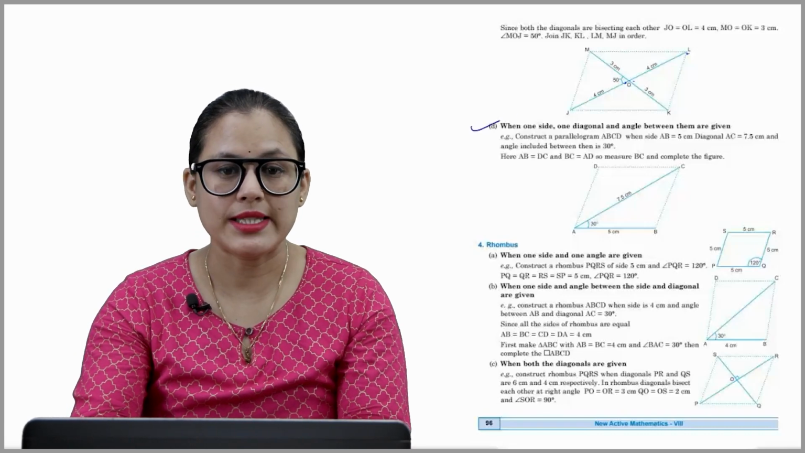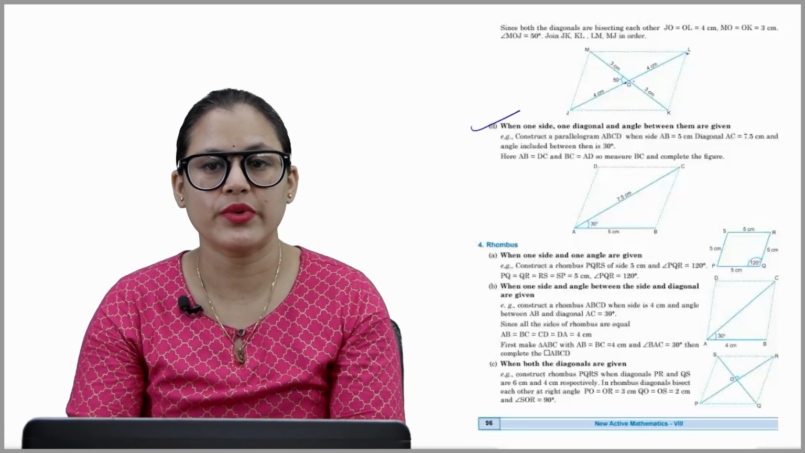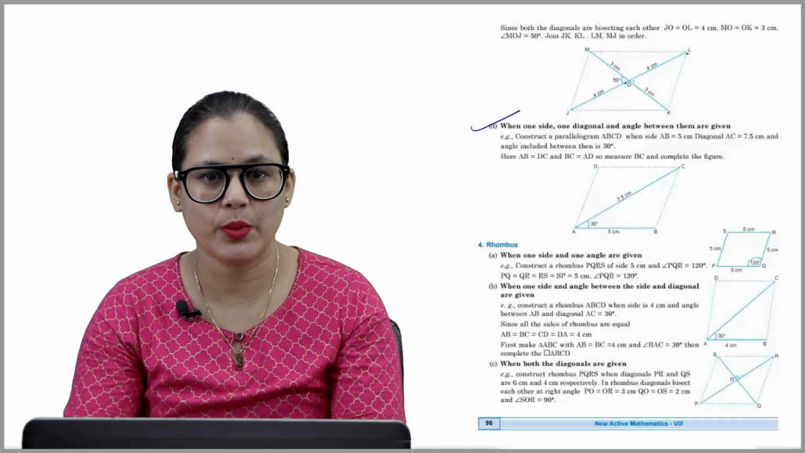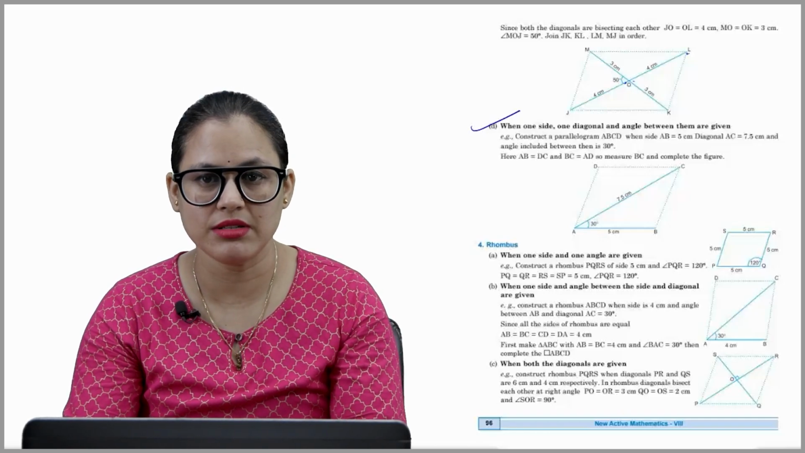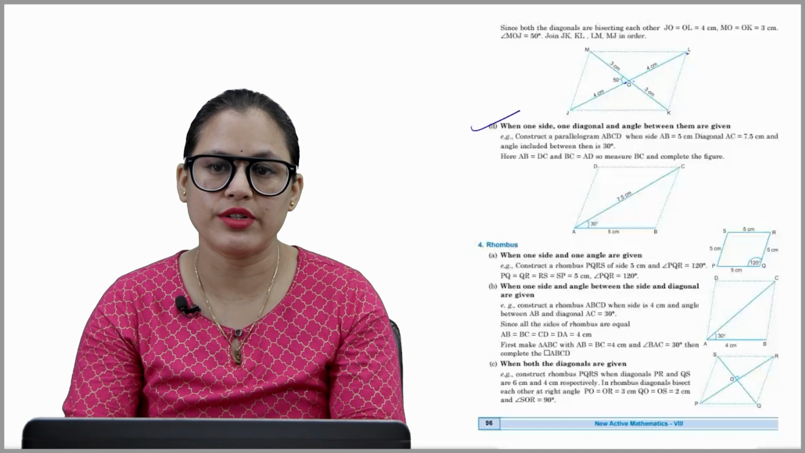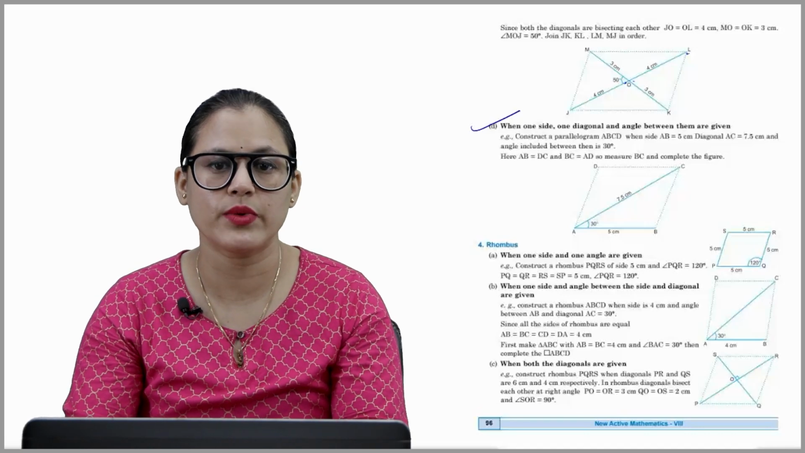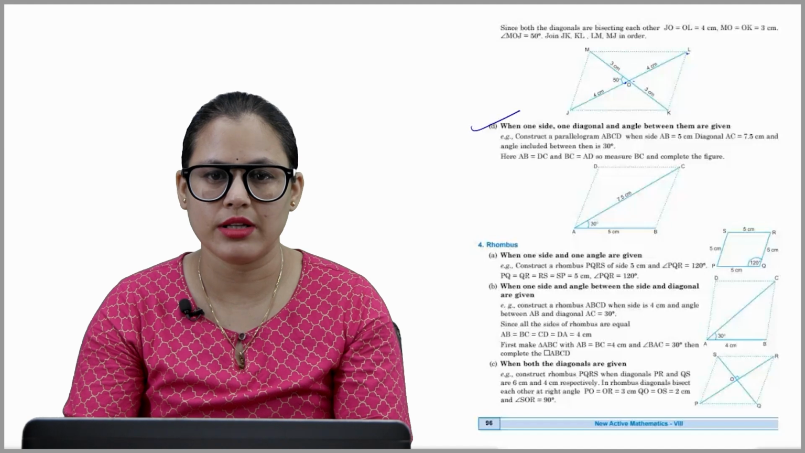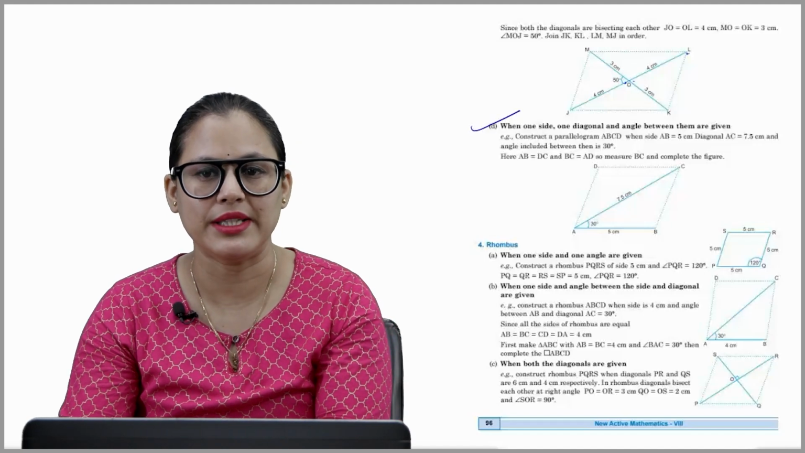D, when one side, one diagonal and the angle between them are given. For example, construct a parallelogram ABCD when side AB equals 5 centimeter, diagonal AC equals 7.5 centimeter and the angle included between them is 30 degree. Here AB equals DC and BC equals AD. So, measure BC and complete the figure.